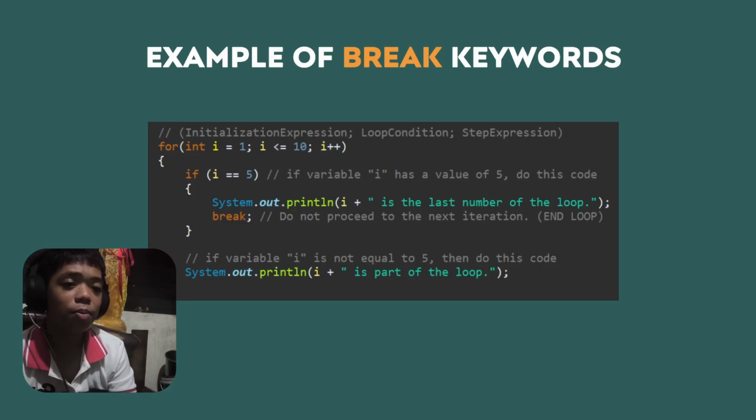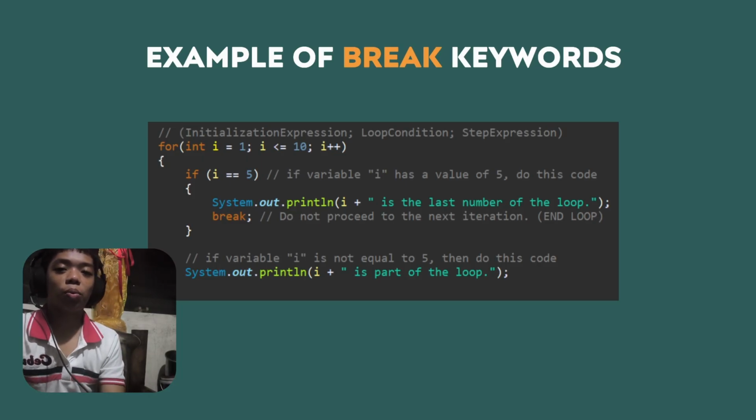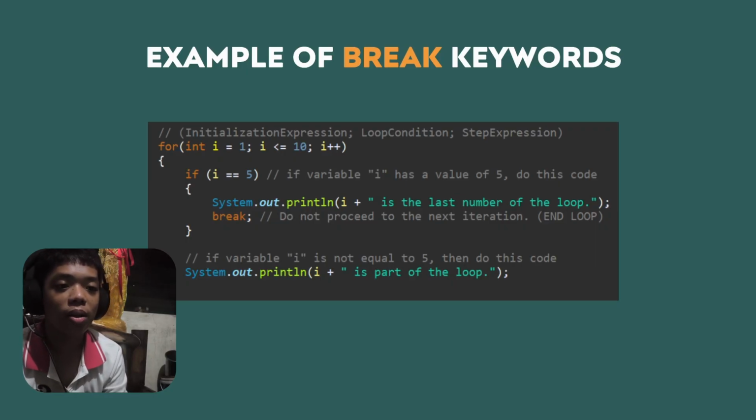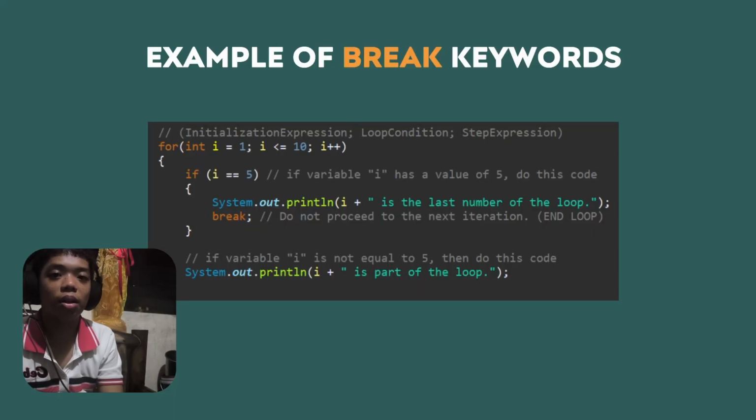Meaning, if we say break, it will terminate the whole loop. So what we're saying with this for loop and this if statement is that when the variable i becomes 5 at some point in the iteration, you should terminate the loop and not continue with the 6th iteration, meaning that in the 5th iteration, it will stop. Basically, break terminates the whole loop.